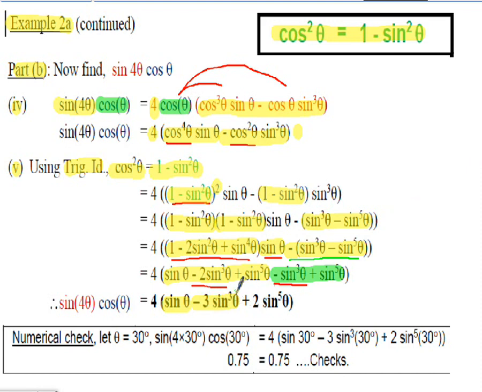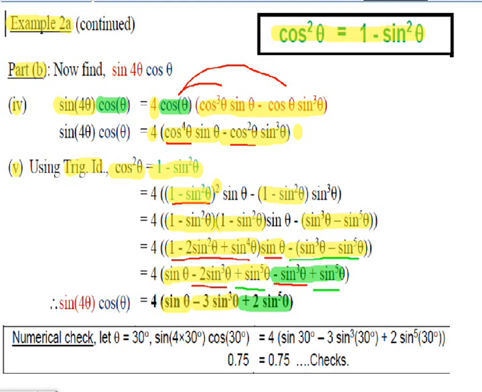Again, be careful, I've got a plus sine to the power of 5 theta term there and a plus sine to the power of 5 theta term there. So that will give me plus 2 sine to the power of 5 theta. So now I have my trigonometric identity for sine 4 theta multiplied by cos theta. It now equates to 4 open bracket sine theta minus 3 sine cube theta plus 2 sine to the power of 5 theta. So my identity is in terms of sine theta terms only, which was the requirement in the question.